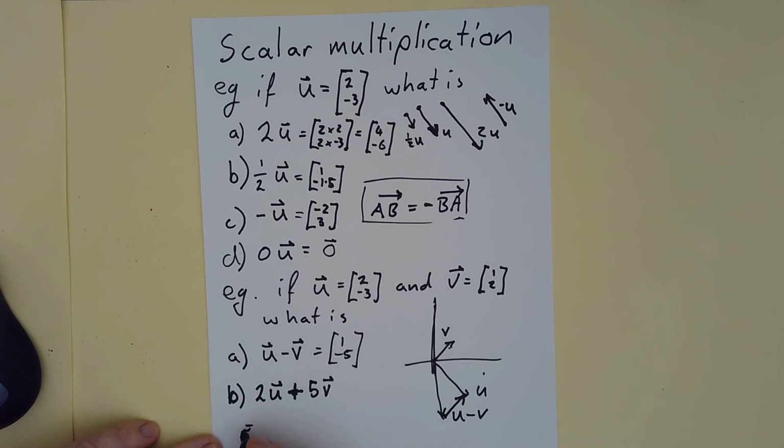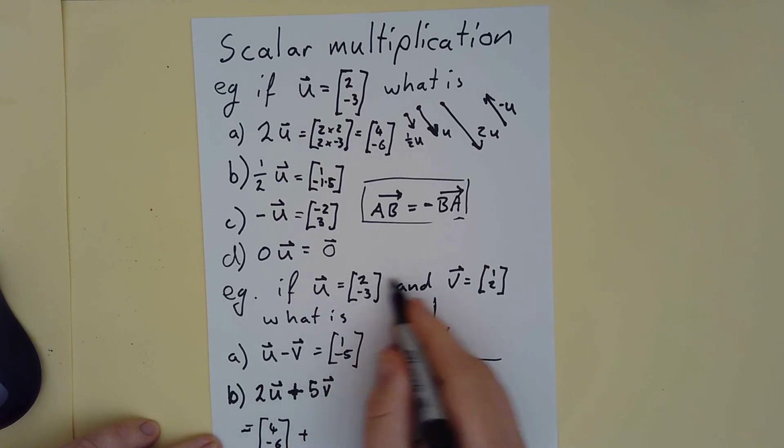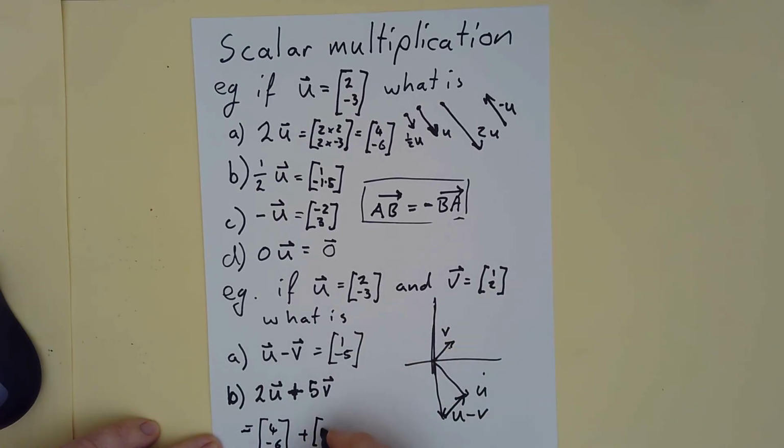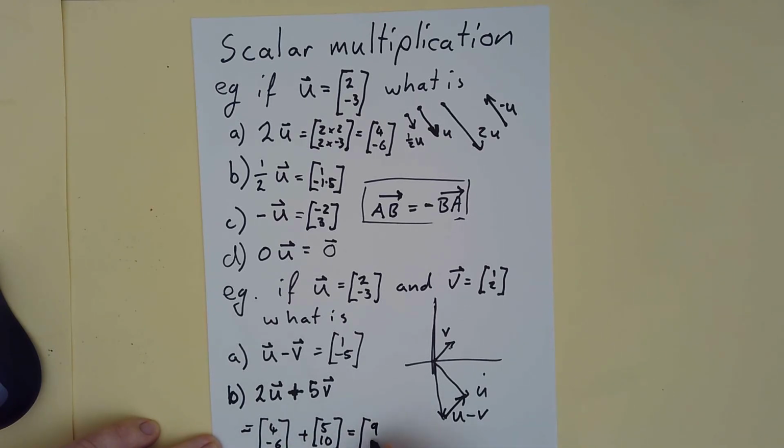And finally, just doing some combinations. Again, mathematically, we just then do each of these and then add them together. So 2 lots of u. Well, I've already done that up here. That was (4, -6). And 5 lots of v, well, that's going to be 5 lots of 1, which is 5, and 5 lots of 2 is 10. And then I just want to add those. So 4 plus 5 is 9, minus 6 plus 10 is 4.